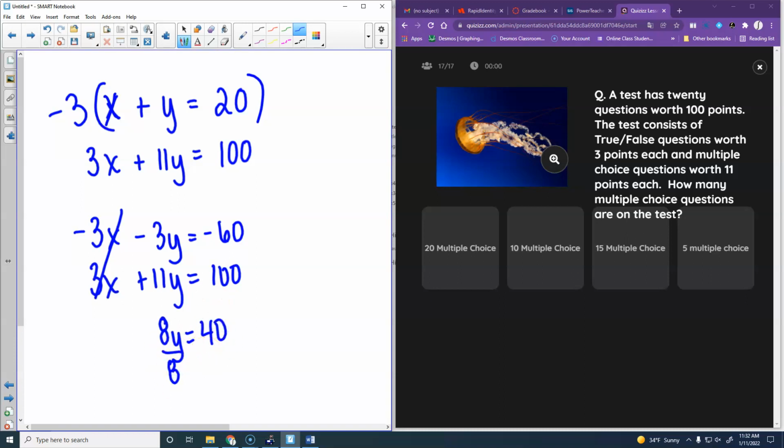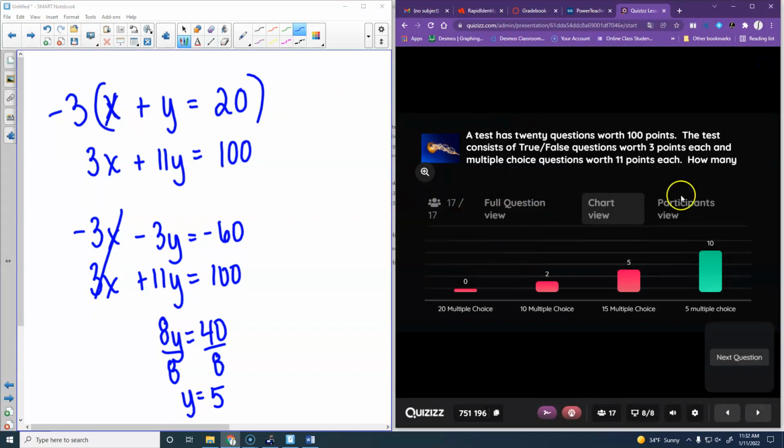And divide by 8 here. So your y there... What did I do wrong? Oh, 5 is the answer. Sorry. For some reason I wasn't looking at the answer choice. Okay. All right, so 5 is your answer there for that problem.